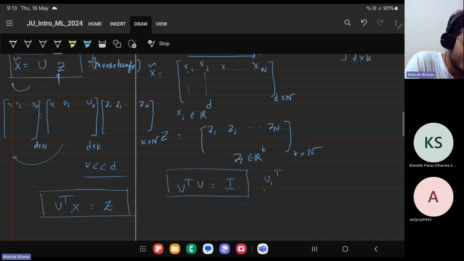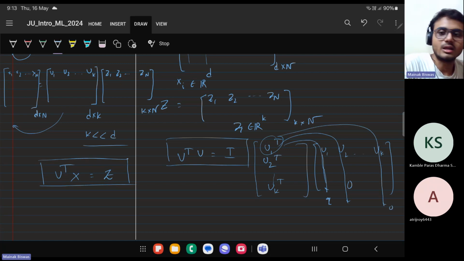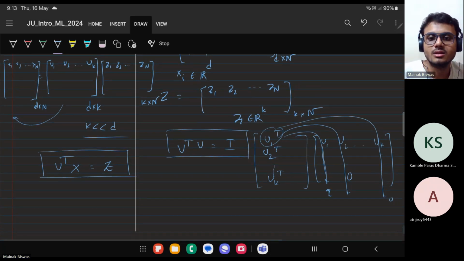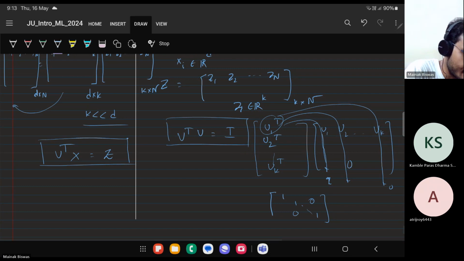U1 transpose, U2 transpose, dot dot dot UK transpose, times U1, U2 dot dot dot UK. What is this? This times this is 1. This times this is 0. And all are 0. Correct? This will be an identity matrix, K cross K.